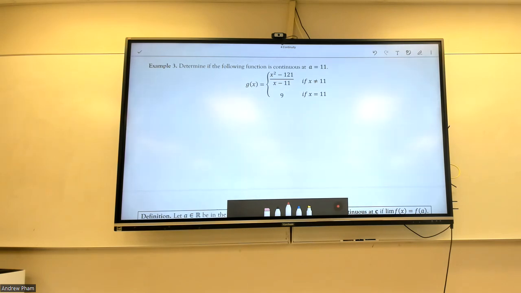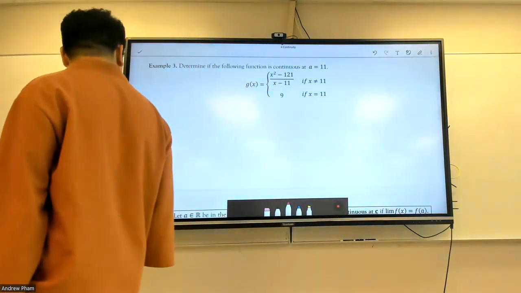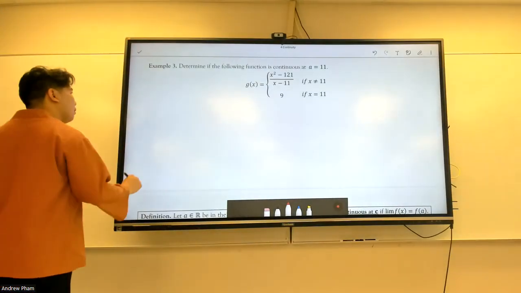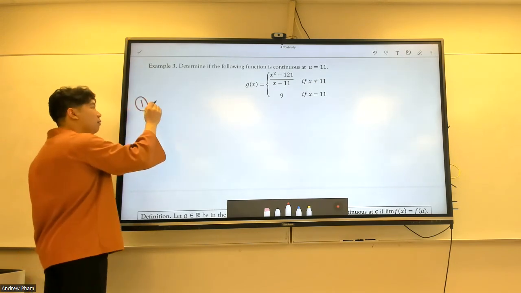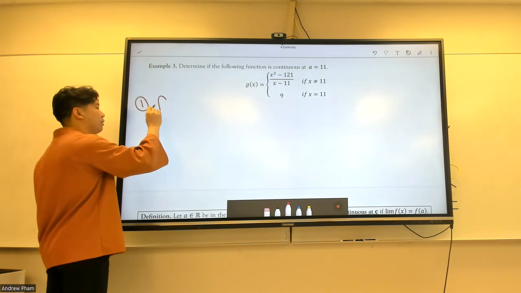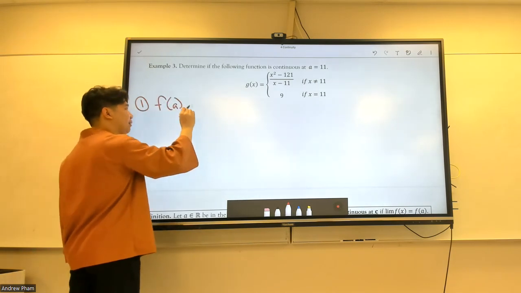So to check if we are continuous at this point, or this value, a is equal to 11, I'm just going to go down my checklist. I'm going to check, am I defined? Does the limit exist? And is the limit equal to what I'm defined as? So we're doing our checklist. The first part of the checklist was f of a is defined.